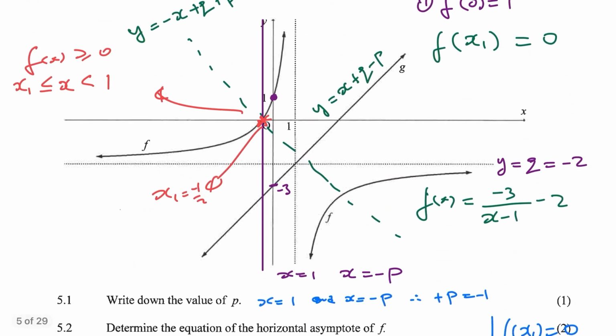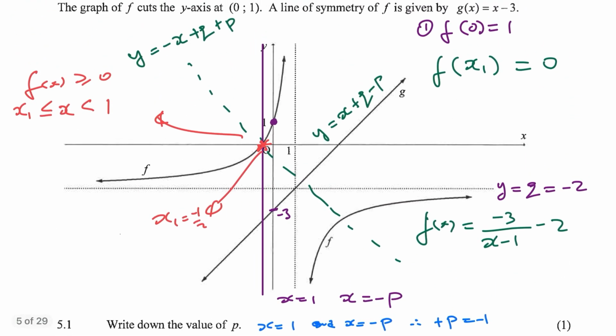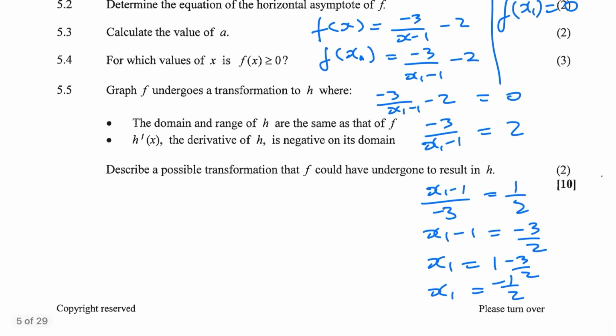What are we saying, therefore? We said it is positive here. So it is positive when x is between negative half and 1. So your answer is x is greater than or equal to negative half but less than 1. It doesn't touch 1. So that's why we don't say greater or equal to.